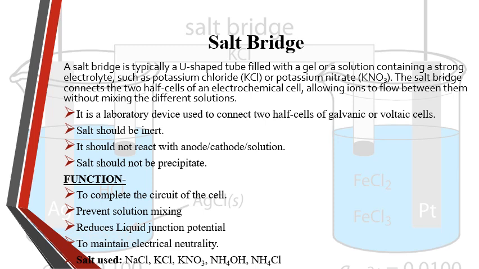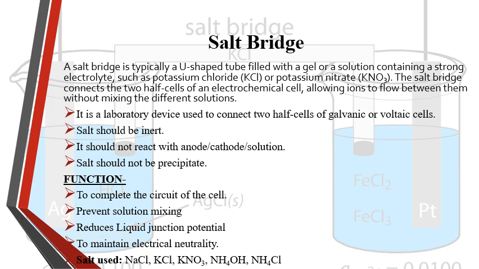When we say that one of the functions is it reduces liquid junction potential, when two different solutions come into contact, a small voltage difference known as the liquid junction potential can develop due to differences in ion mobility. The salt bridge helps to minimize this potential by providing a pathway with ions that have similar mobility, thus ensuring a more stable and accurate measurement of the cell's electromotive force.